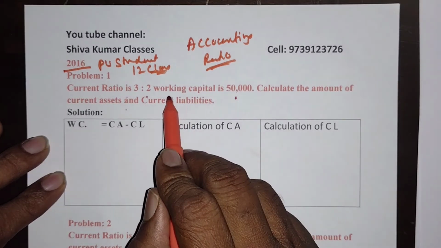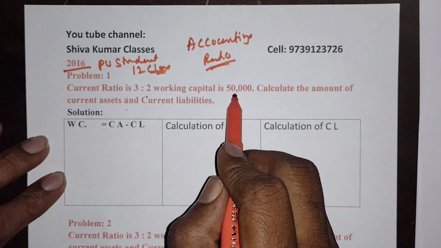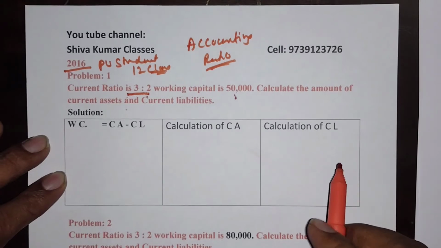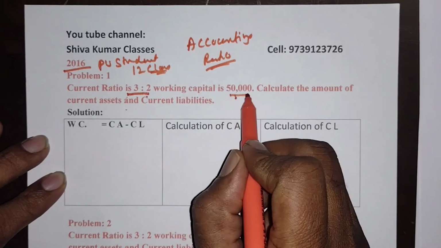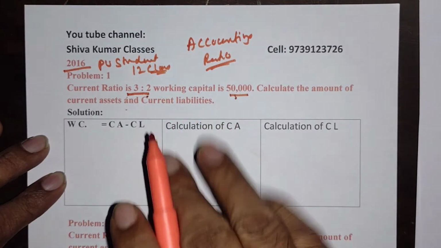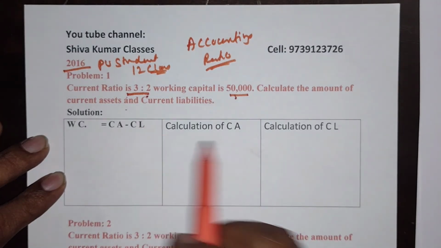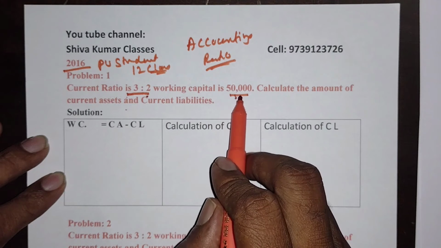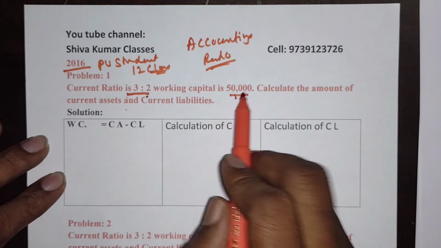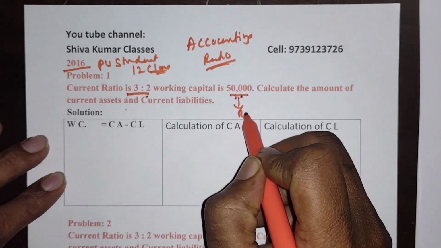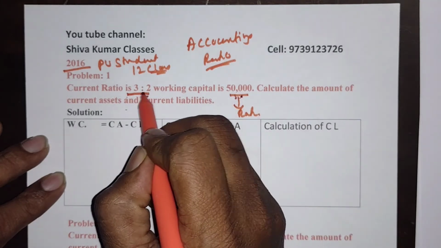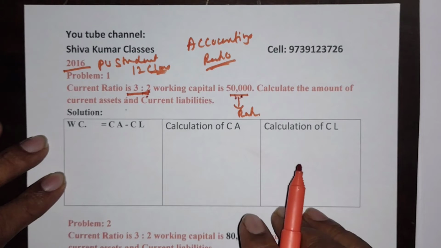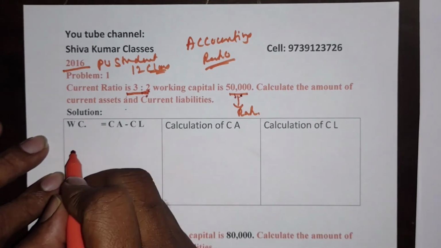The thing is that working capital is given in terms of rupees and current ratio is given in terms of ratio. With the help of these rupees and ratio, we have to find the current assets and current liabilities. So what we have to do: the working capital which is given in terms of rupees we need to convert into ratio, and the ratio which is given, 3:2, we need to convert in terms of rupees. That's it. Now we have the formula.